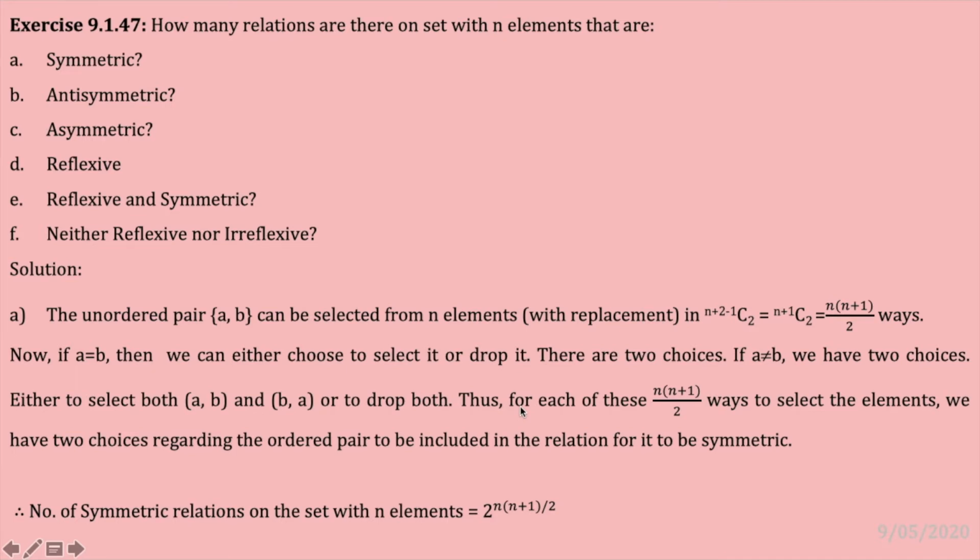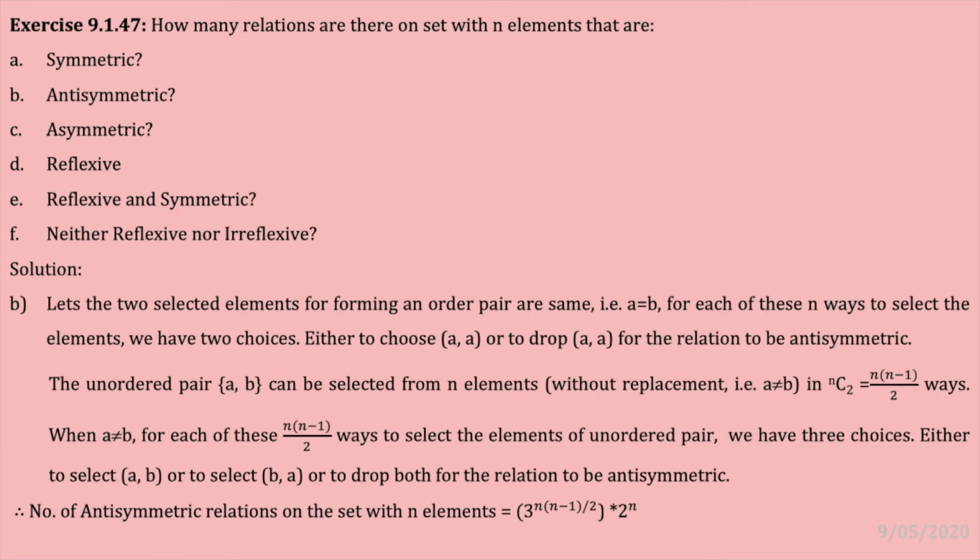So thus for all these n into n plus 1 by 2 ways in which we can select our unordered pair, there are two choices for each of these unordered pairs to be included in our symmetric relation. So therefore the number of symmetric relations that can exist on a set with n elements is equal to 2 to the power n into n plus 1 by 2.